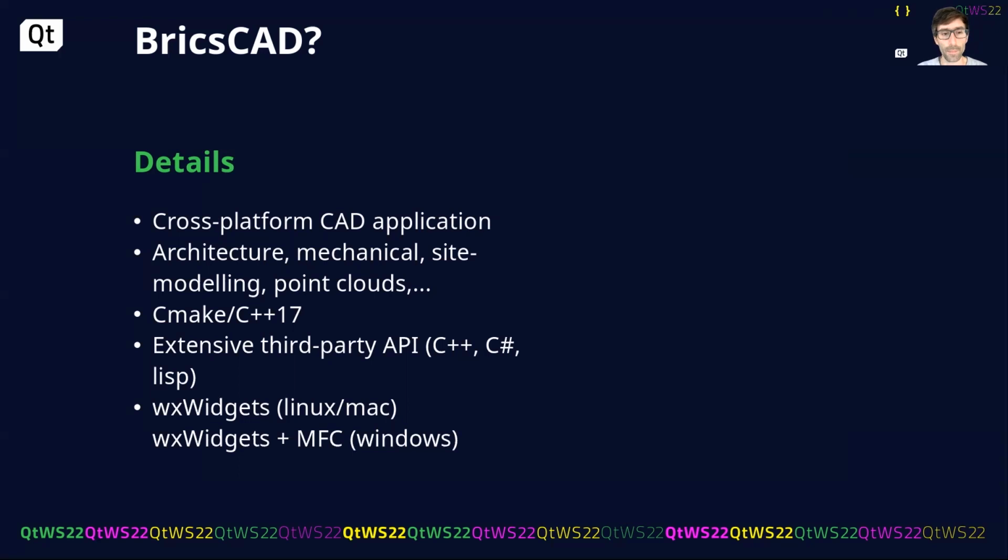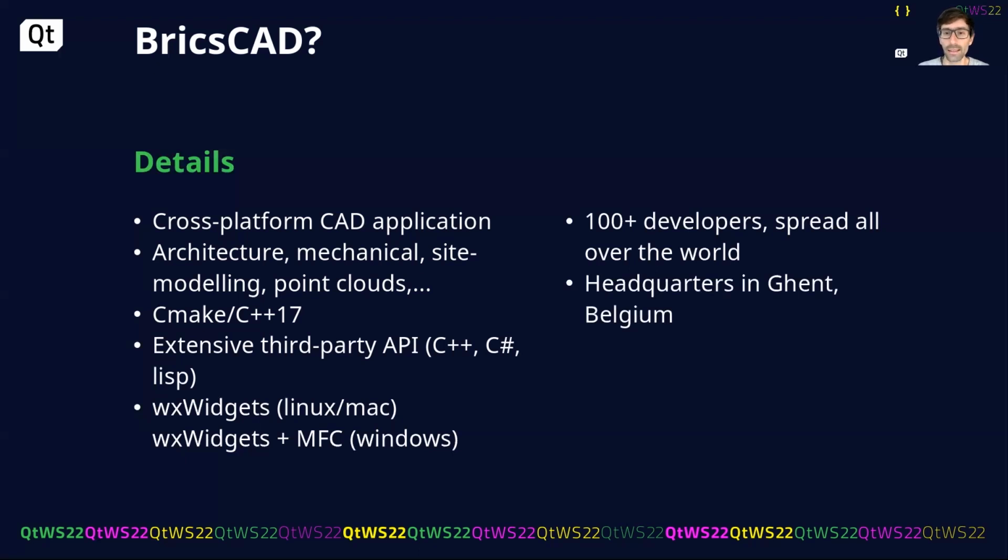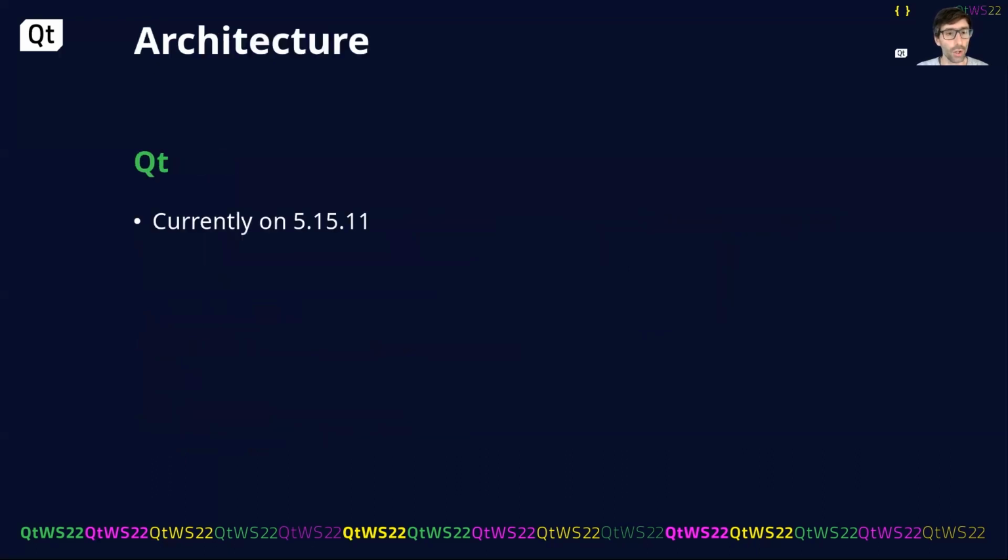The UI, and I have to say was, because this is no longer the actual situation, the UI was written uniquely in wxWidgets on Linux and Mac, and we also had some MFC sprinkled in on Windows. We have more than 100 developers all over the world, and the headquarters are located in Ghent in Belgium. So for Qt, some details before we get started. We're currently on 5.15.11. We want to migrate to version 6 before our next major release, so that means before October next year.